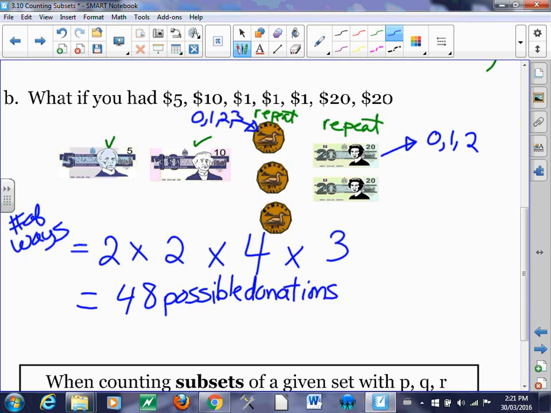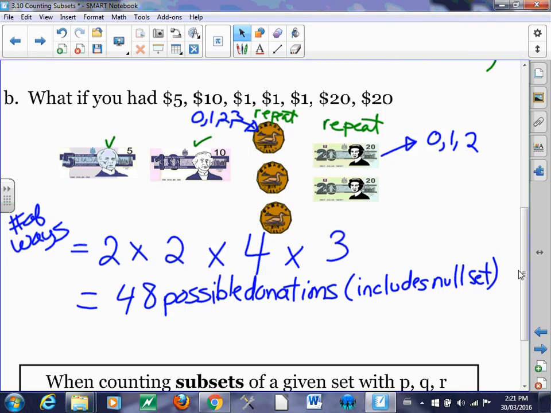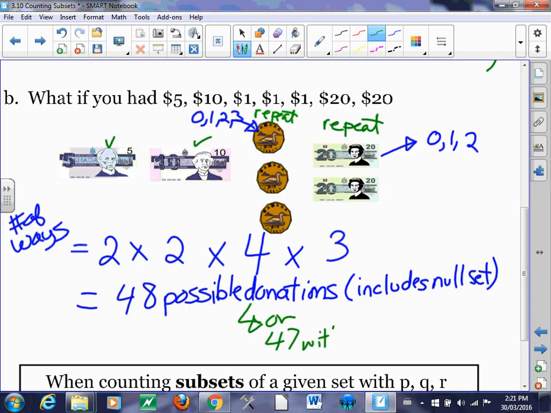Okay, and that includes the null set, which means no donation. If you're saying this on a test and you wanted to include both, you could say "or 47 with a donation," meaning someone has to give you something. You have to give at least 1 item.